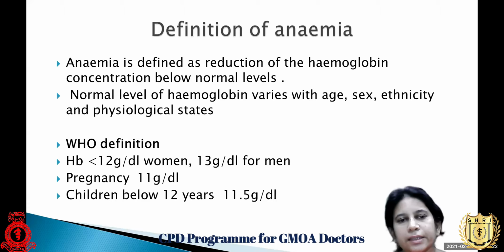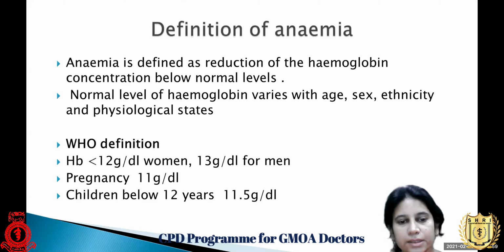But what is the definition of anemia? Anemia is defined as reduction of hemoglobin concentration below the normal range. So what is the normal level of hemoglobin? That varies with the age, sex, ethnicity, and the physiological status. Keeping that in mind, what is the WHO definition? Hemoglobin less than 12 grams for women and 13 grams for men is considered anemia. But in our country, we take 11.5 for women and 12 for men.